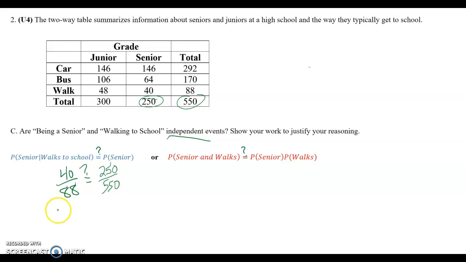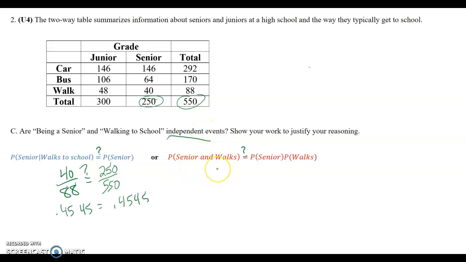Well, when you plug that in your calculator, you get 0.4545 on one side, and you get 0.4545 on the other. So those two are equal. And because these are equal, these two events, being a senior and walking to school, are independent. The red part, you could do that as well. That's very similar. You're checking to see if this thing equals that thing, so you have a question mark above the equal sign. If they are equal, that means these two events, senior and walks, are independent. And of course, if they're not equal, they're not independent events.